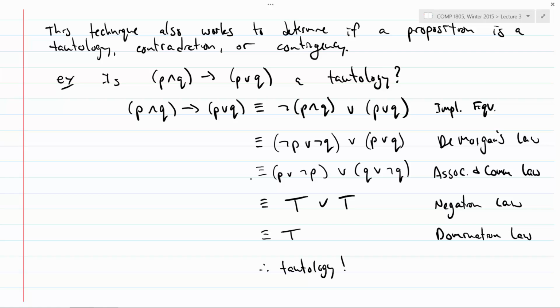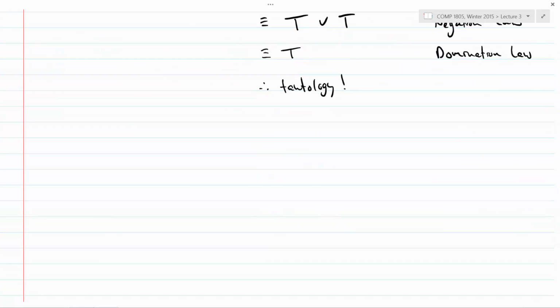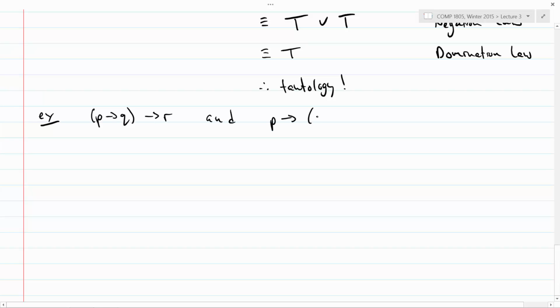All right, let's see another one. Let's go back to logical equivalences for the time being. I want to know about P implies Q implies R, and P implies Q implies R. That's what I'd like to know about. So are these the same? So really this is saying, does the associative law apply to implications? So can you bracket implications however you would like?